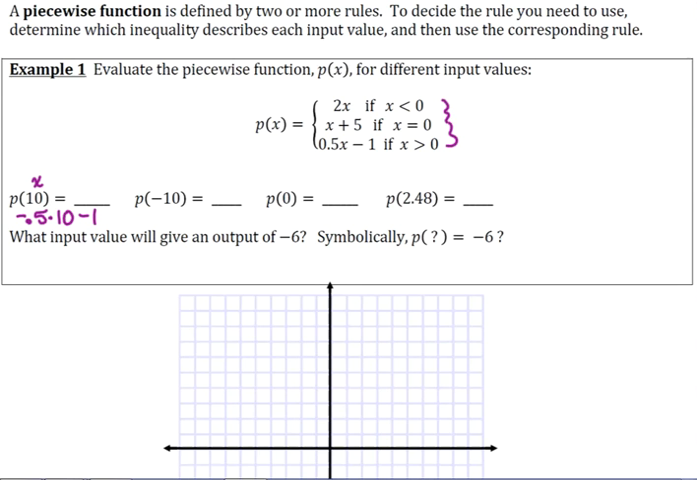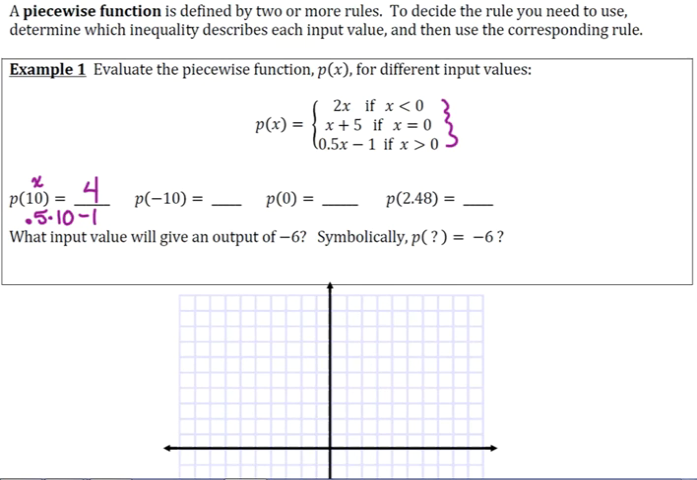I don't know why I stuck a negative in front of 0.5. It's 0.5 times 10 minus 1. Well, 0.5 times 10 is 5. 5 minus 1 is 4. You're welcome to use your calculator. Just doing it in my head. Okay, so the answer to that, there's one answer, and it is 4.